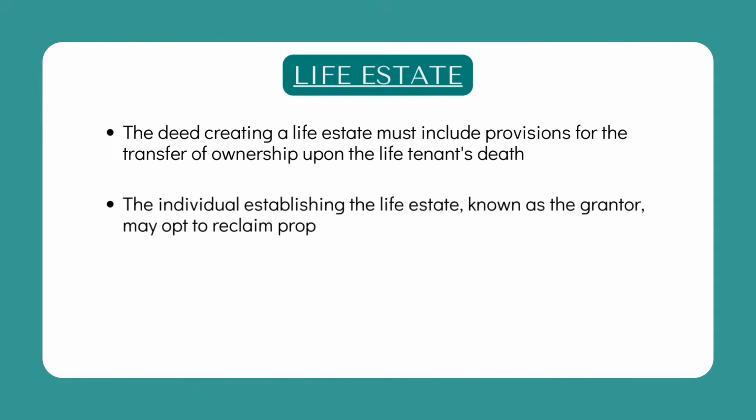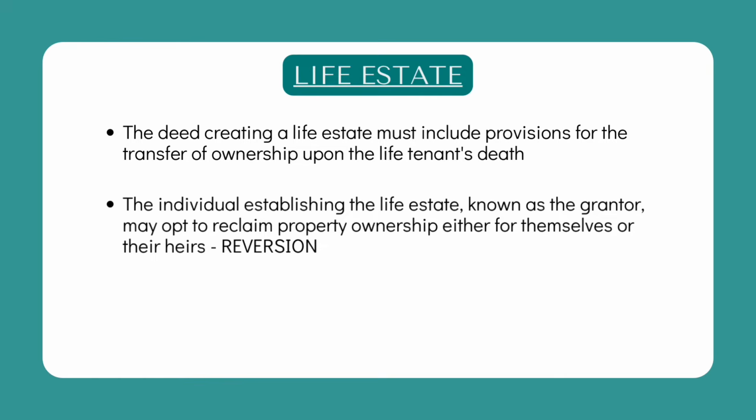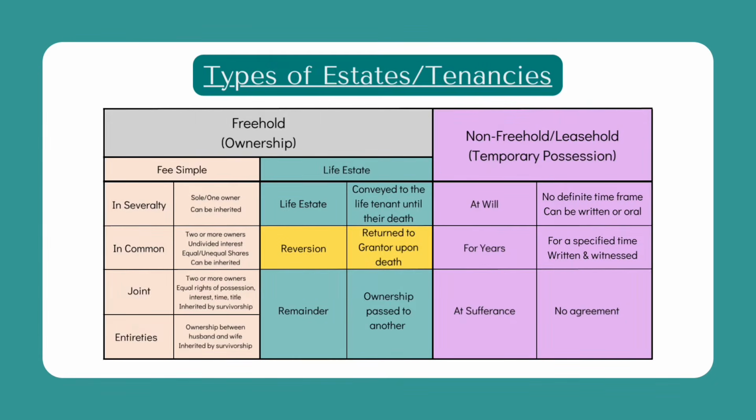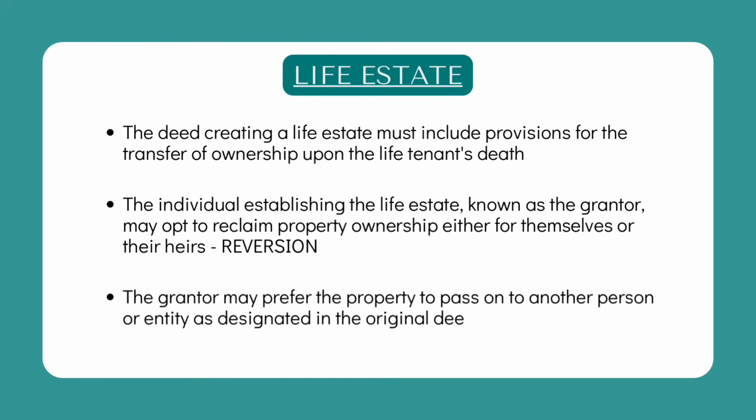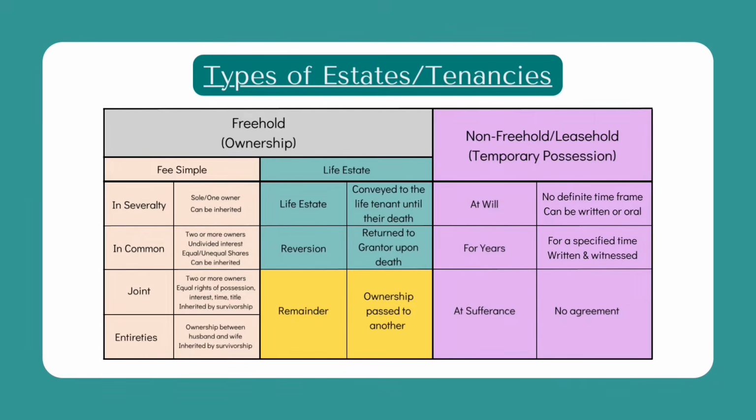The individual establishing the life estate, known as the grantor, may opt to reclaim property ownership either for themselves or their heirs. This right to regain ownership is termed a reversion estate. Alternatively, the grantor may prefer the property to pass on to another person or entity as designated in the original deed. When someone other than the initial owner is set to inherit, it is referred to as a remainder estate. The distinction between a reversion estate and a remainder estate lies in determining who will ultimately receive ownership.